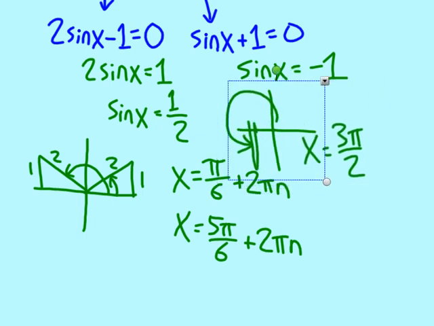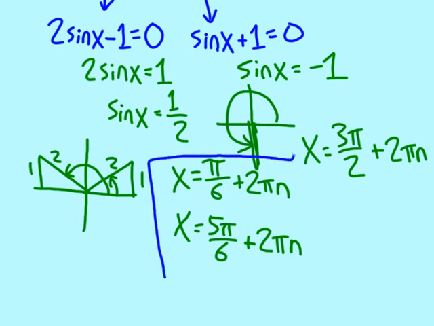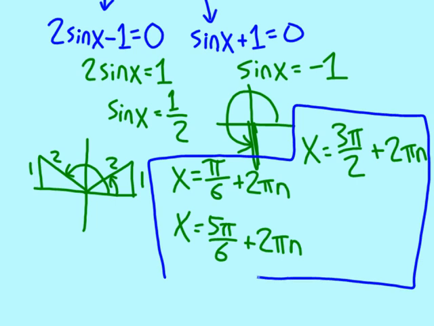Trying to clear myself a little space there. So plus 2 pi n, and that is my final solution. 3 angles on the unit circle plus all their coterminal angles. That is all the values, all the solutions to that equation.